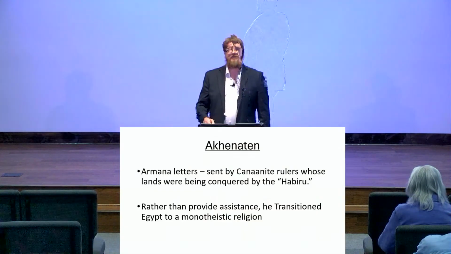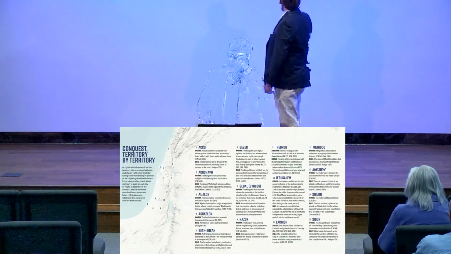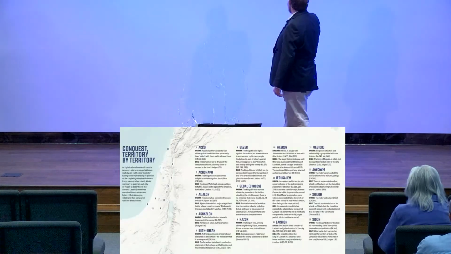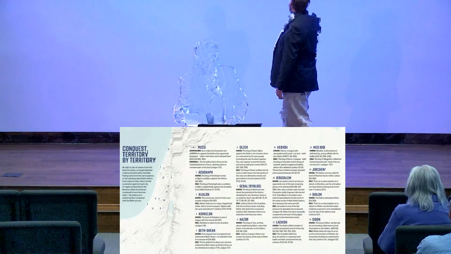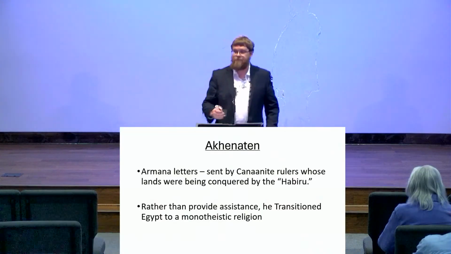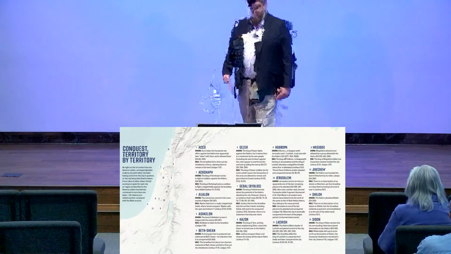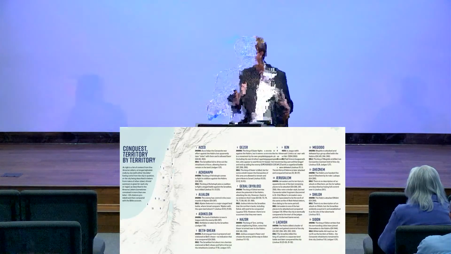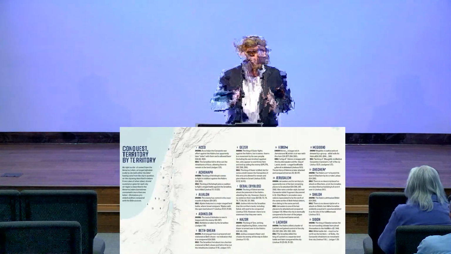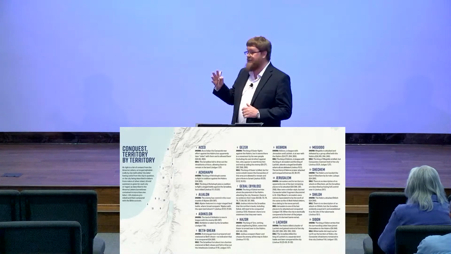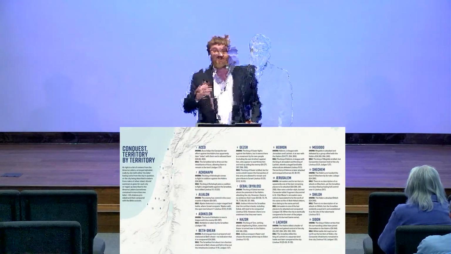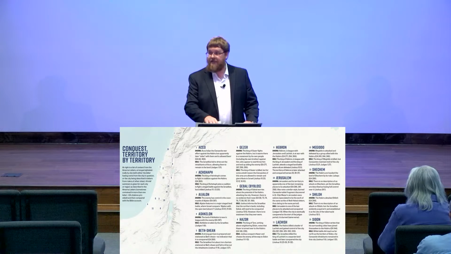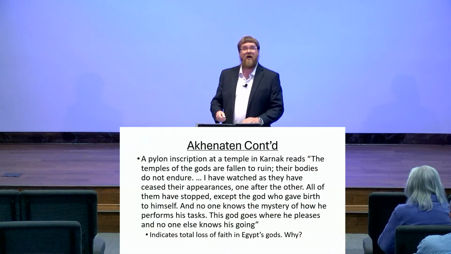He transitioned Egypt to a monotheistic religion. Another Amarna letter says the Habiru killed a leader of Lachish and gained control of the city. And the Bible says in Joshua chapter 10 that they killed the king of Lachish in a separate battle and later conquered the city. So we've got 15 different examples of these people called the Habiru conquering cities in the region that the Hebrews took, reaching out to the Egyptians for help. This is in Akhenaten's time.